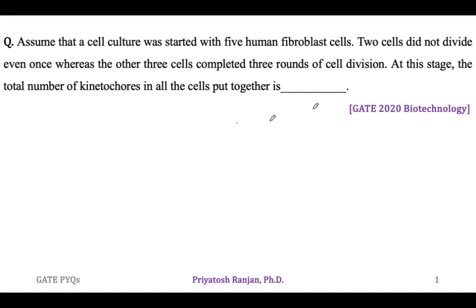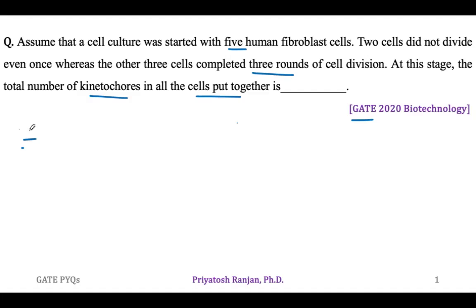Welcome everyone. Let's discuss another question from the GATE 2020 Biotech exam. The question says, assume that the cell culture was started with 5 human fibroblast cells. 2 cells did not divide even once, whereas the other 3 cells completed 3 rounds of cell division. At this stage, what is the total number of kinetochores in all the cells put together?